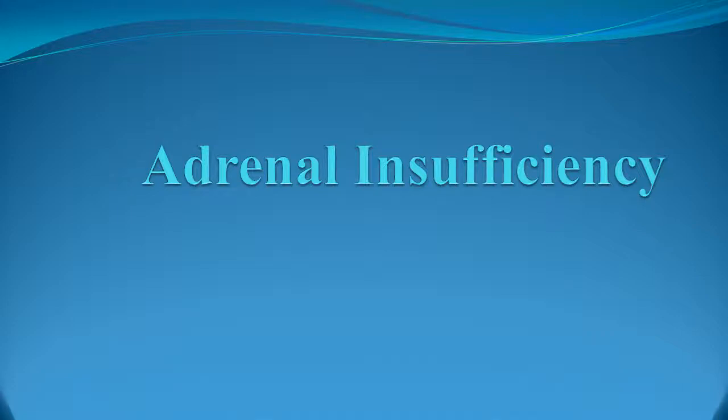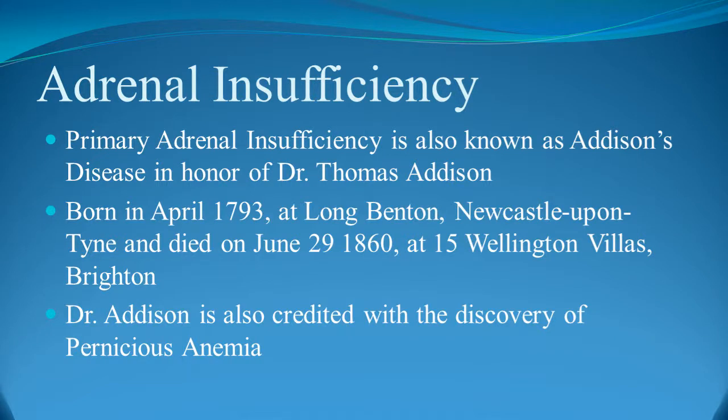Adrenal insufficiency. Primary adrenal insufficiency, also known as Addison's disease, is in honor of Dr. Thomas Addison, born in April 1793 at Longbenton, Newcastle upon Tyne, and died on June 29, 1860, at Brighton. Dr. Addison is also credited with the discovery of pernicious anemia.